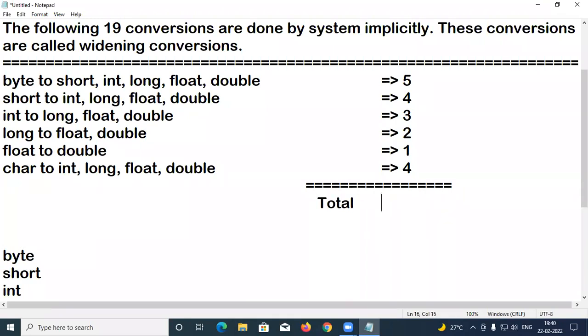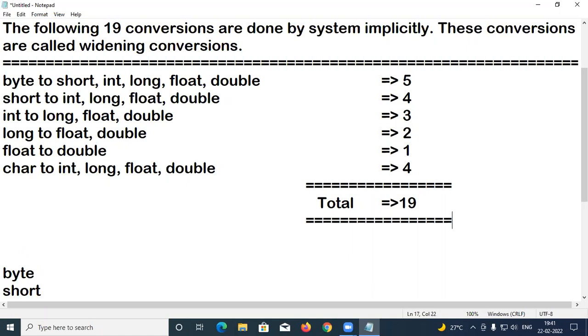Now you calculate here. Total 19. See, 5 plus 4, 9. 9 plus 3, 12. 12 plus 2, 14. 14 plus 1, 15. 15 plus 4, 19. These 19 are done by the system implicitly. The system will convert. The programmer need not worry about these 19.